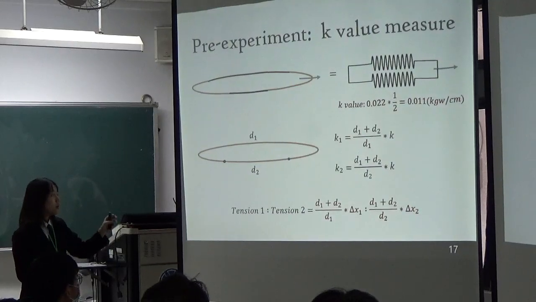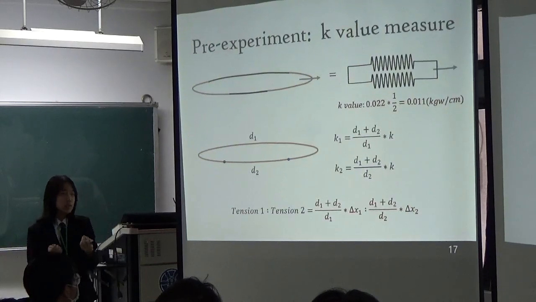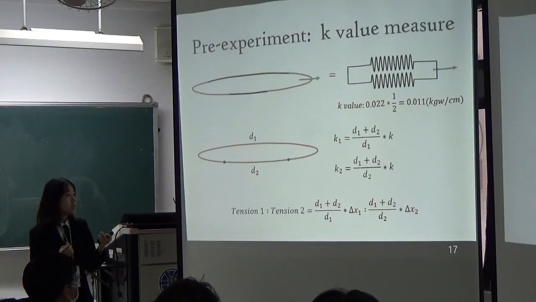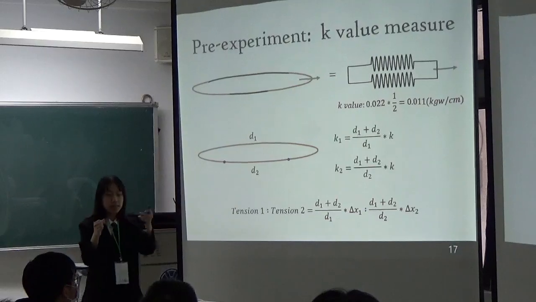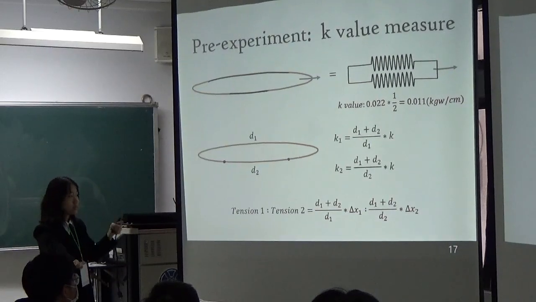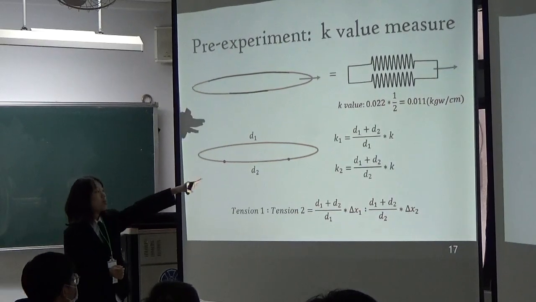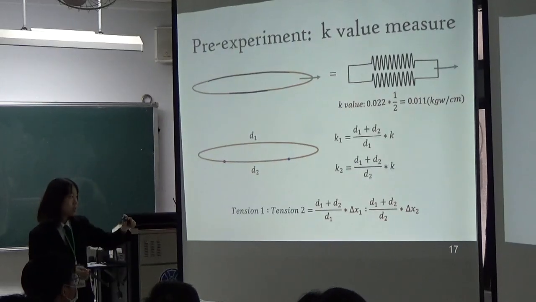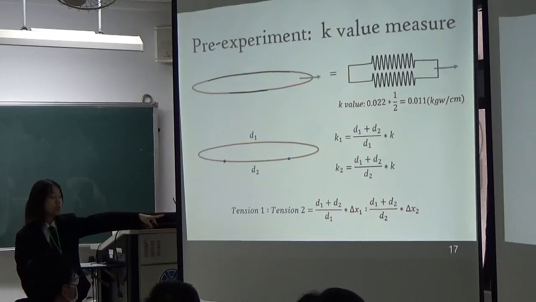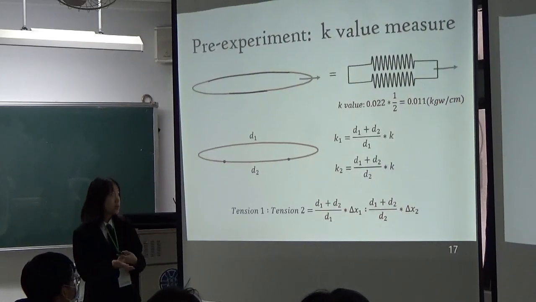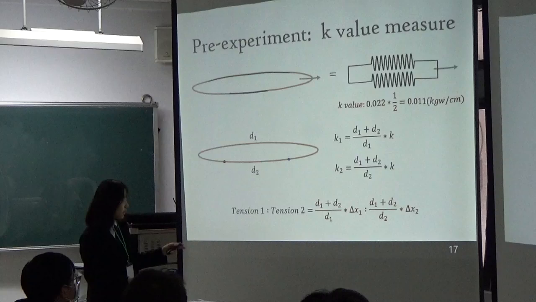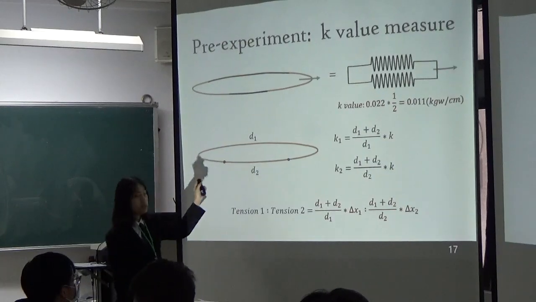So when I separate the rubber band into D1 and D2, I considered it like I am cutting these two parts, because I'm separating them, so that's both of them. So the K1 and K2 ratio will be like this. The tension ratio will be like this equation right here. So the delta X1 is the 20.5 subtracted by the original length.